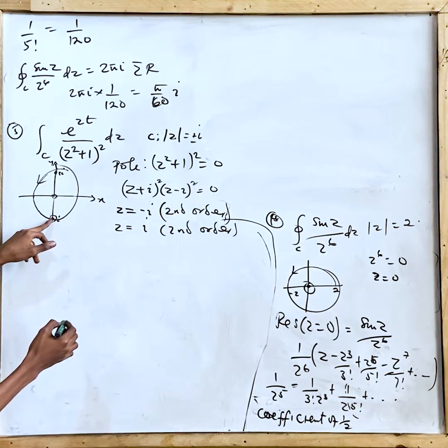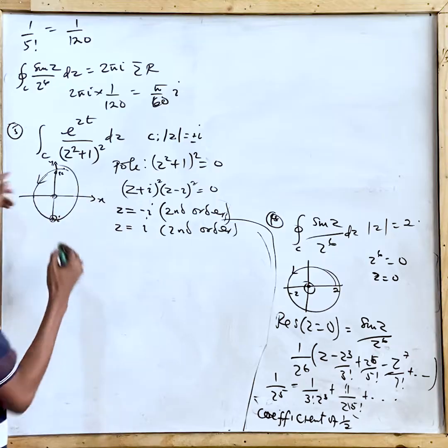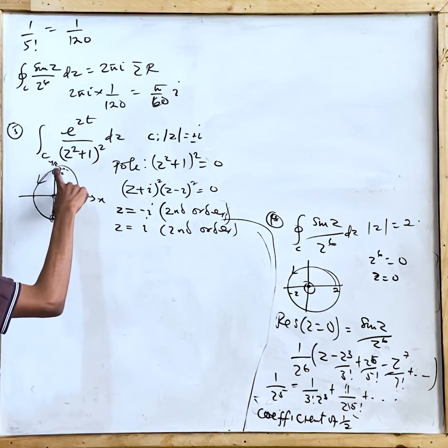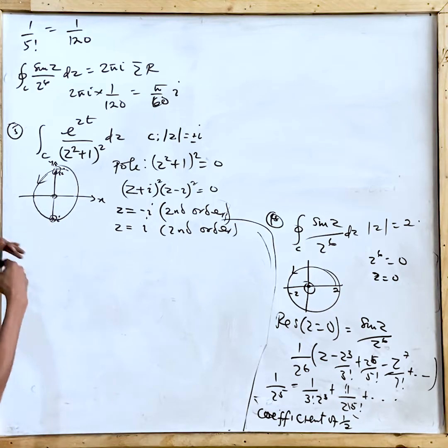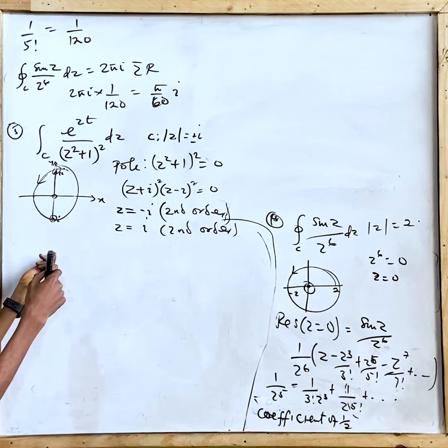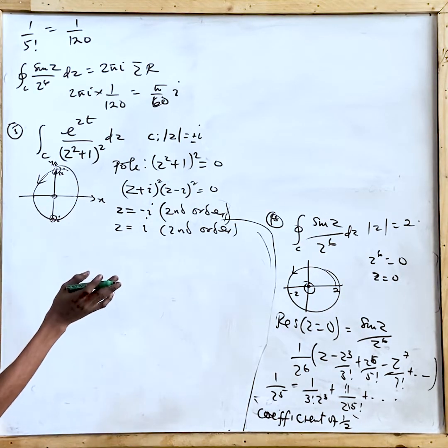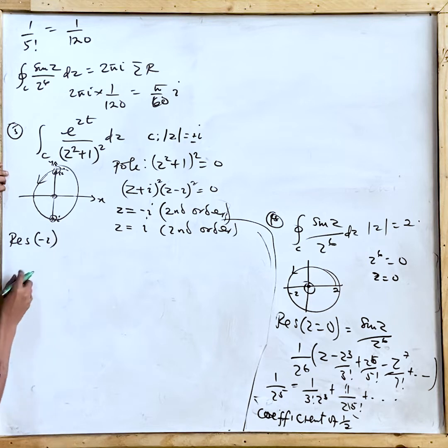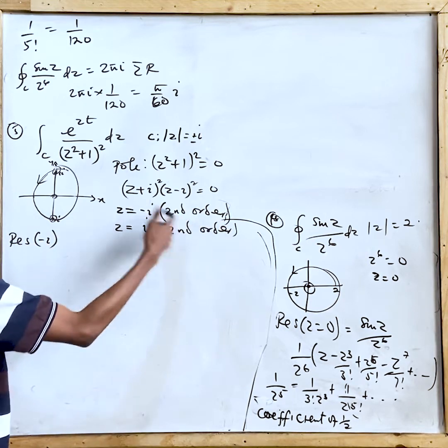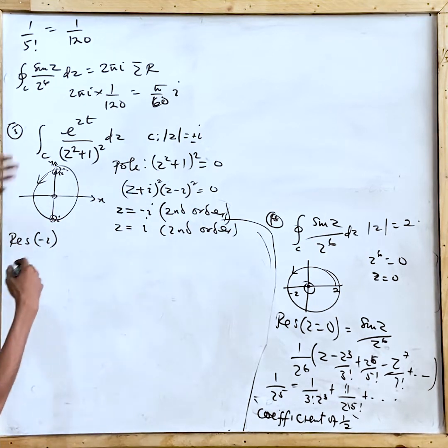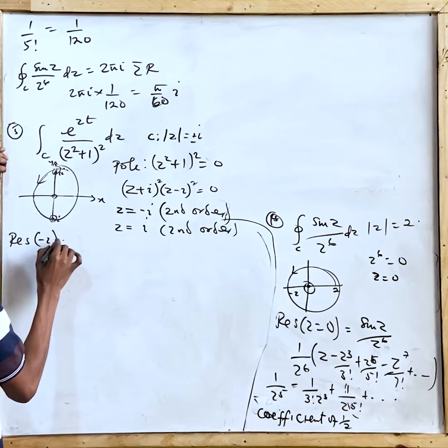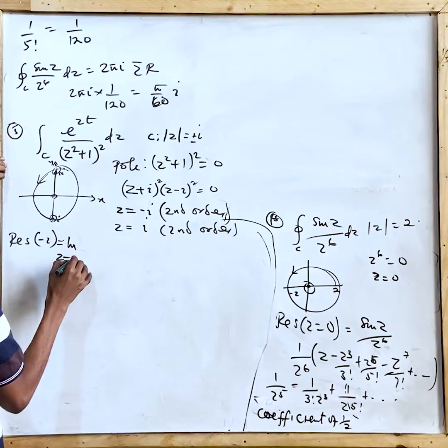If you're having a pole of second order twice, okay, so z equals minus i is here, within the contour. z equals i is also within the contour. So we take the residue of the two poles, assuming that one has exceeded that circle, so we will not consider that one again. So the residue of the first one is the residue at minus i. For a pole of second order we differentiate.